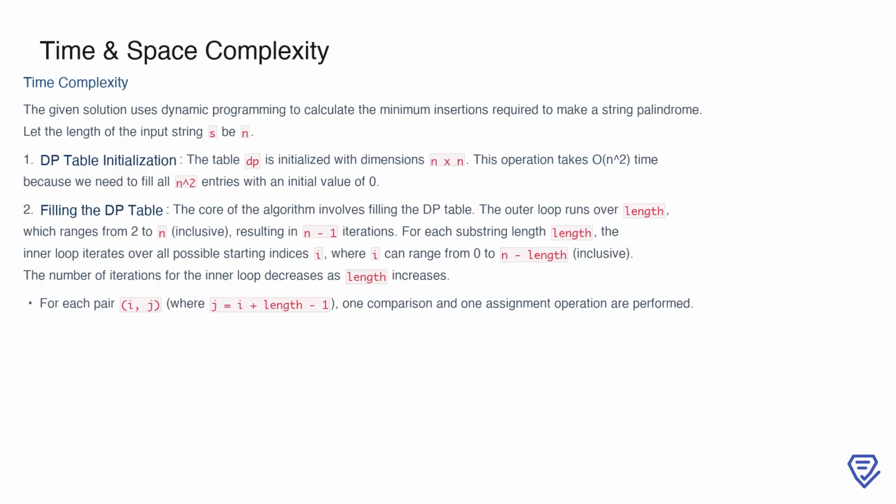For each substring length, the inner loop processes all valid starting indices i, with the ending index j computed as i plus length minus 1. For every i-j pair, we perform a comparison and update the dp table with the minimum number of insertions required. While the number of iterations for the inner loop decreases as the substring length increases, the algorithm ensures that all necessary substrings are evaluated efficiently.